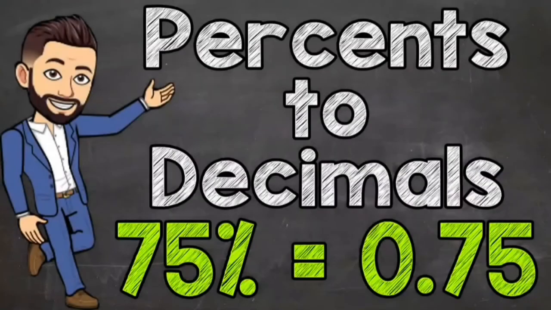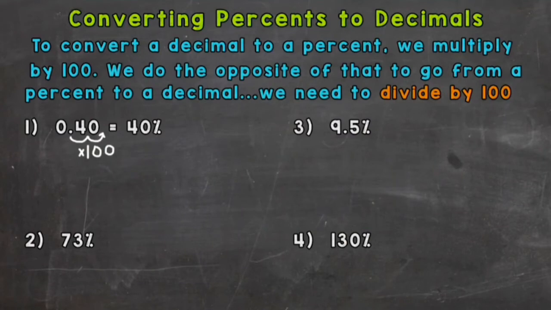Now we are going to look at changing percent to decimal. Let's look at 4 examples. First of all, we must note that when changing percentage to decimals, we simply divide by 100.